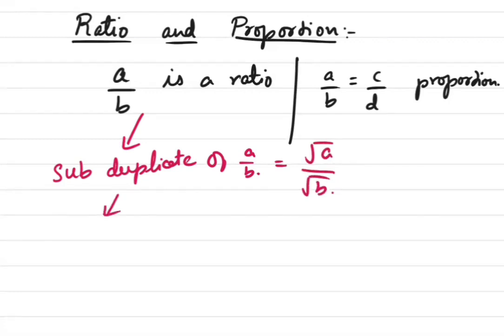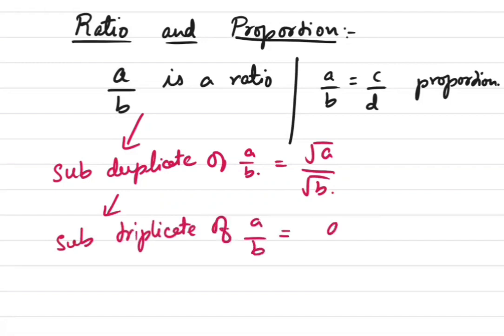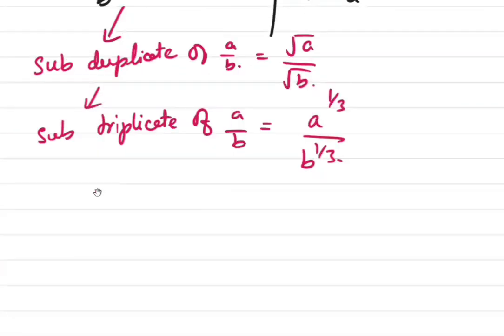Do we also have subtriplicate ratio? Subtriplicate ratio would be 1/3 root of A and B. Okay, so this would be A to the power 1 by 3 divided by B to the power 1 by 3. All right. Now let us discuss the important results based on ratio and proportion. Let's see what are those.